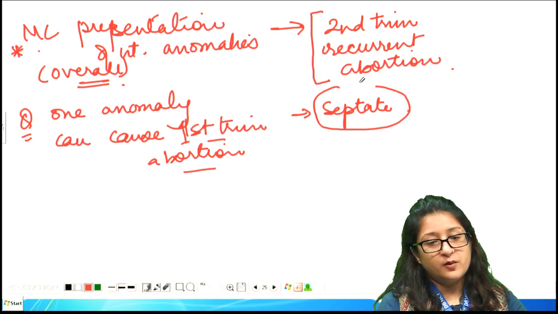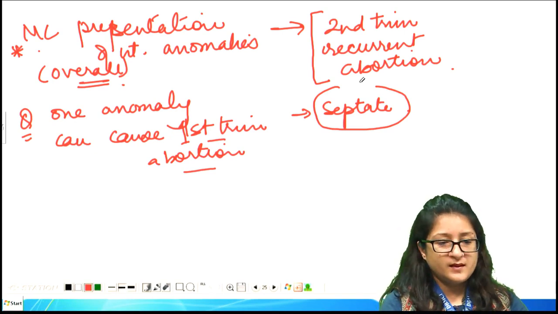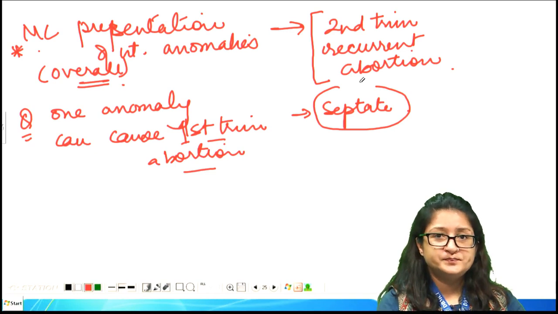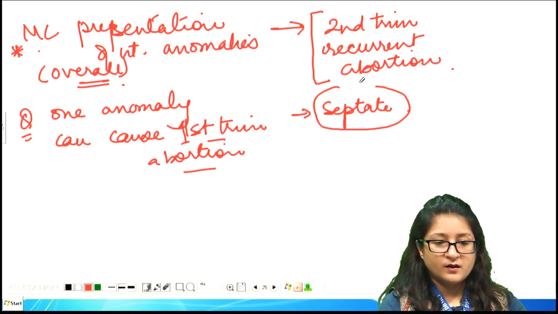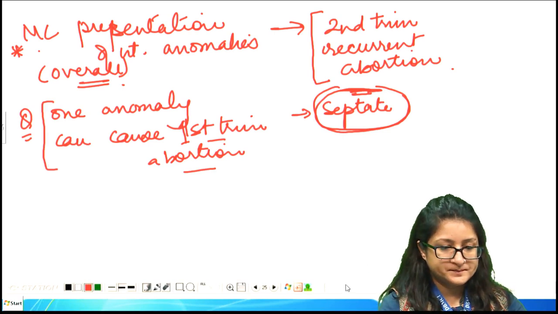The other abnormalities will not give rise to the first trimester abortions, okay? So this is important here.